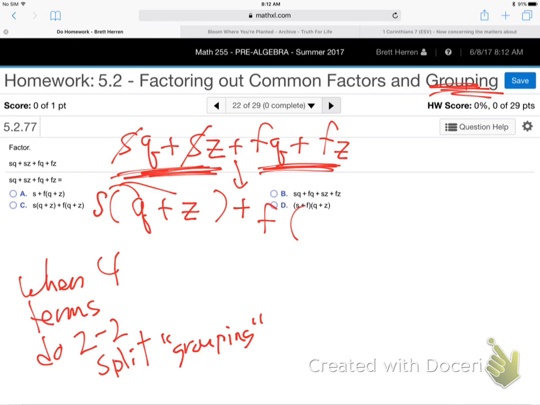Okay. Now, the back 2, what do they have in common? Take out the F. So just those 2 have F. All 4 didn't have an F, but just the back 2 have an F, huh? So I can do that for just the back 2. Now, remove it, bring down the leftovers, huh? What does that leave? Q plus Z. That good? If I was to take that F and multiply, it would go back, wouldn't it?